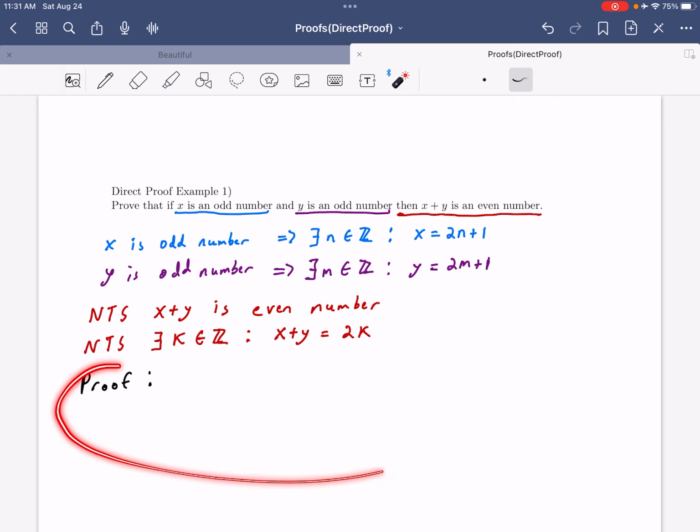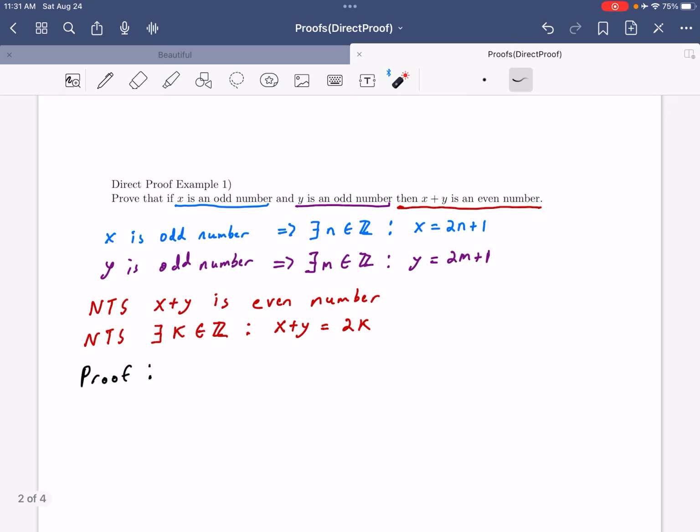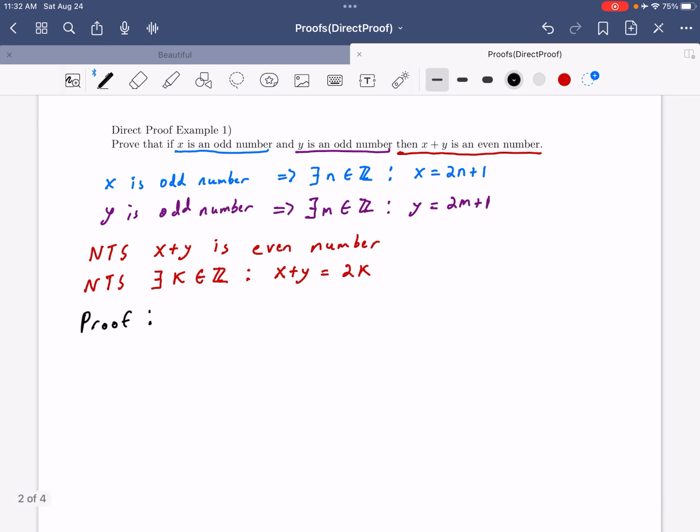And now, by signaling this, this is where we're actually taking those logical steps to go from the assumptions to our conclusion. All right, so let's go ahead and do that. So for our proof, let's take x plus y, and let's say what we can say that that is equal to. Eventually, we would like to say that x plus y equals that 2k there. For now, though, what do we know about x plus y?